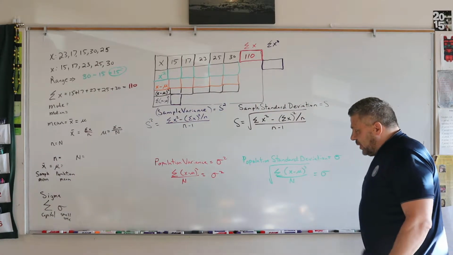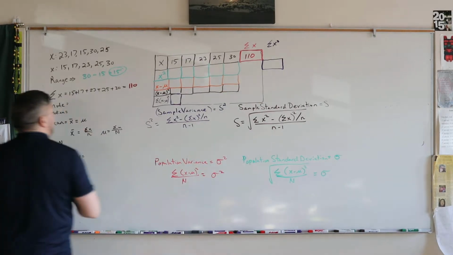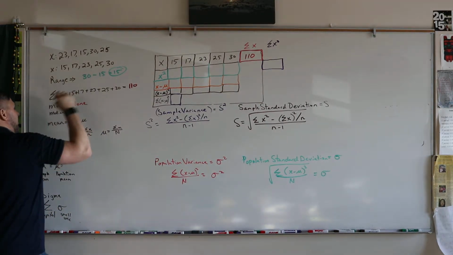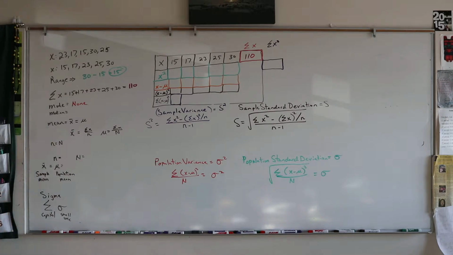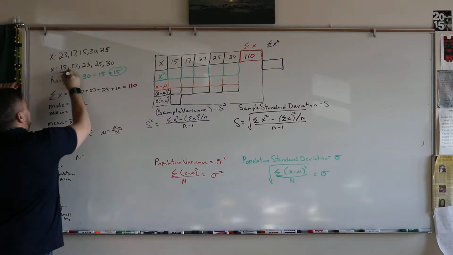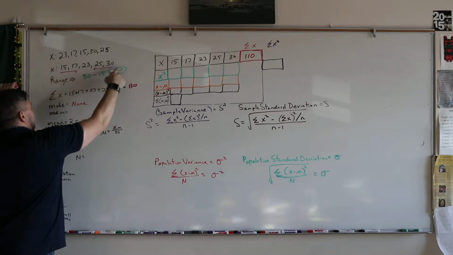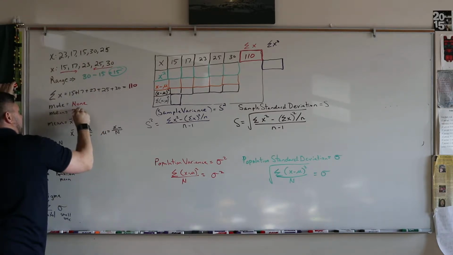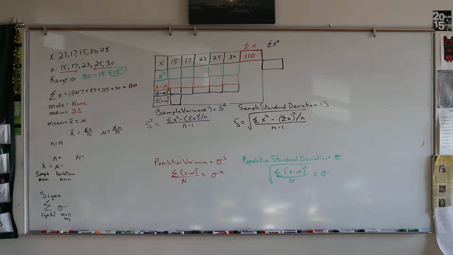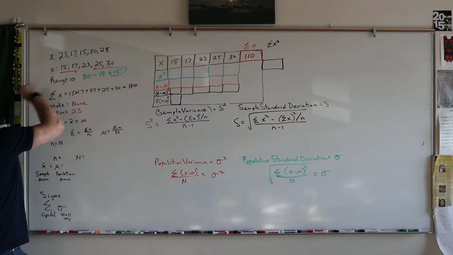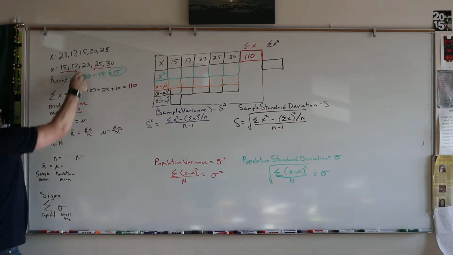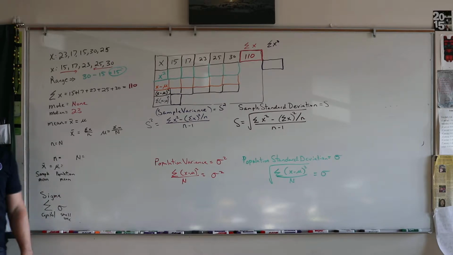So what we have right now is no mode. But we do have a median, and a median is really easy. It's finding the middle number. So 23 is our middle number. Now, if there were two numbers in the middle, then we would find the mean of those two numbers: add them up and divide by 2. But if there's an odd amount of numbers, it's always just the middle number. That's the median.